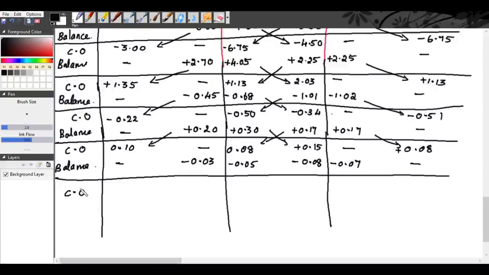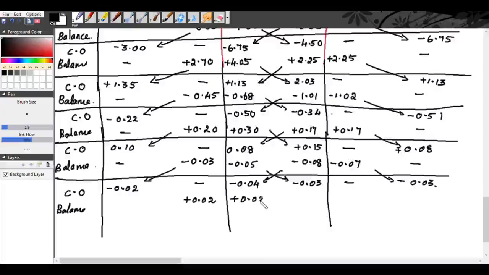Again, one more iteration, the carryover and balance. Minus 0.02, minus 0.04, minus 0.03, minus 0.03. So balancing we get plus 0.02, plus 0.02, plus 0.01, plus 0.02. So that's all.